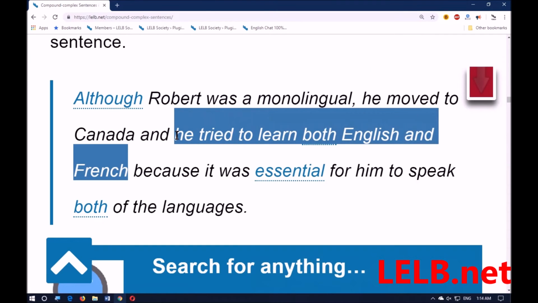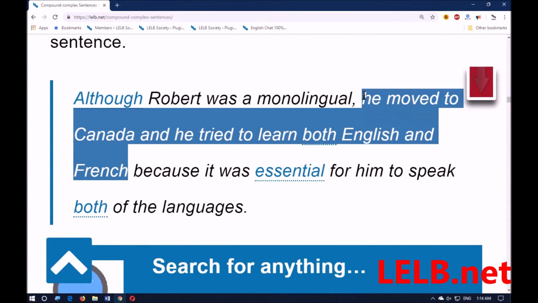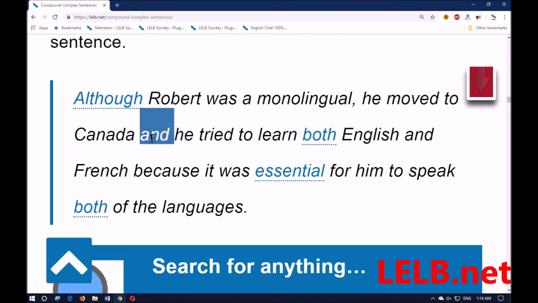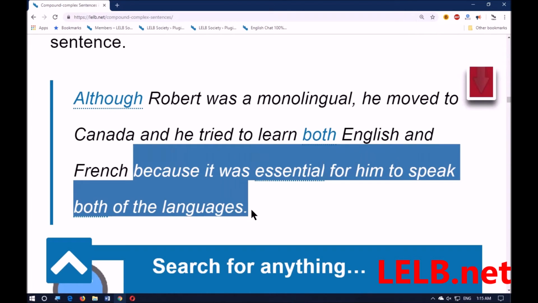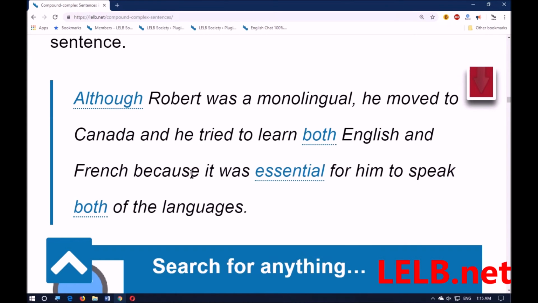So this one and this one make a compound sentence, with the help of 'and' as a coordinating conjunction. Because it was essential for him to speak both of the languages: the second dependent clause. So we have two dependent clauses and two independent clauses, or one compound sentence.